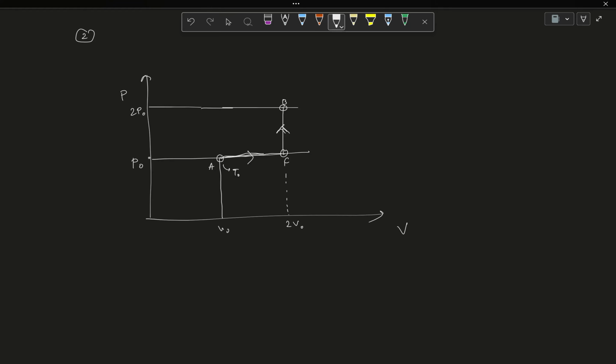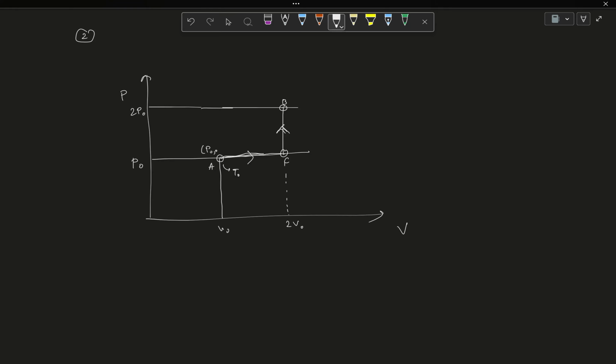So at A, if you trace out on the PV plot, you will see at A the values are P naught, V naught. At C the values are P naught comma 2 V naught, and at B the values are 2 P naught comma 2 V naught. So at every point you have information about the pressure and volume, but the temperature information is only given at the point A. The other two points are not specified.